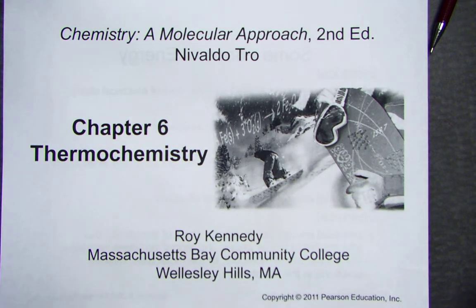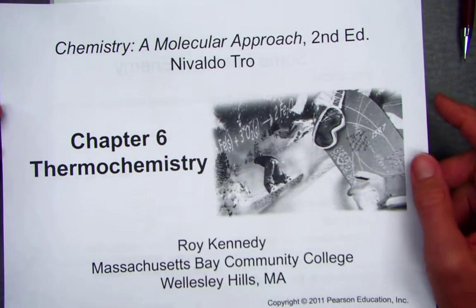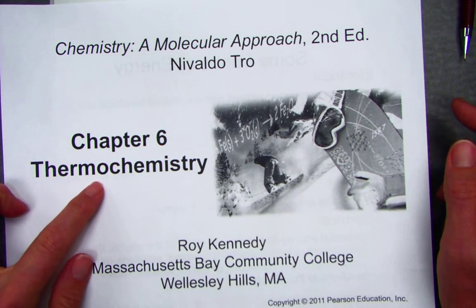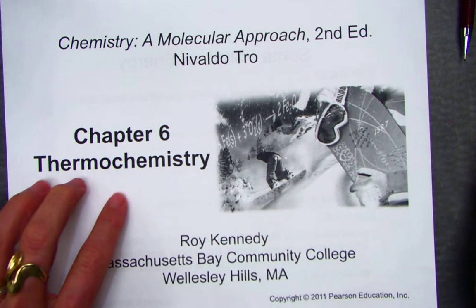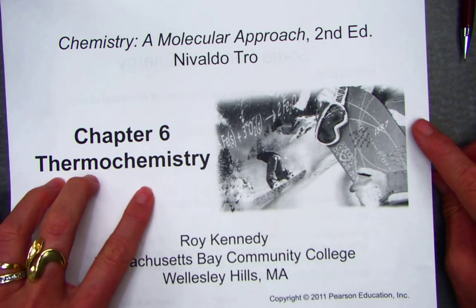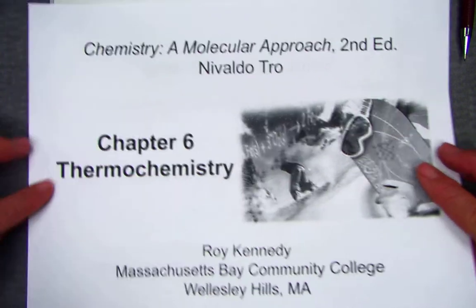In our next chapter, we have quite a bit of review with a little bit of new material at the end. The topic deals with thermochemistry, chapter 6 in our text. Thermo, of course, giving us the idea that heat energy is involved through the course of a chemical change.